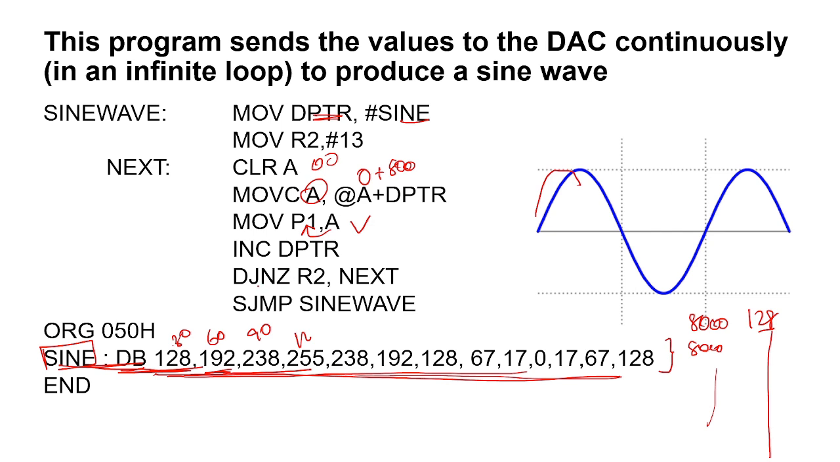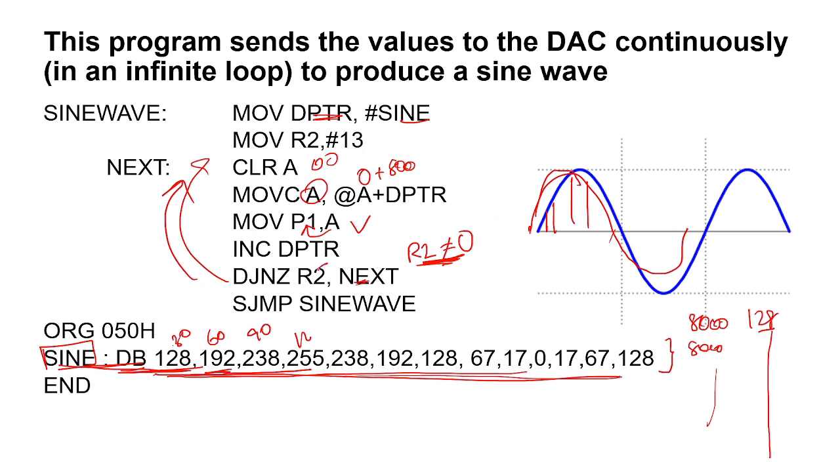So, DJNZ. What it will do is check R2. If R2 is not equal to 0, it jumps to the label next, because I need to represent all 13 values. Then only you'll get the pattern of 360 degrees. So every time it will check if R2 is not equal to 0. It jumps only if it is not equal to 0. While decrementing 13, 12, 11, 10, during the transition it will not be equal to 0. So every time it goes to the label, the data will be moved, and you will get the pattern of the sine.